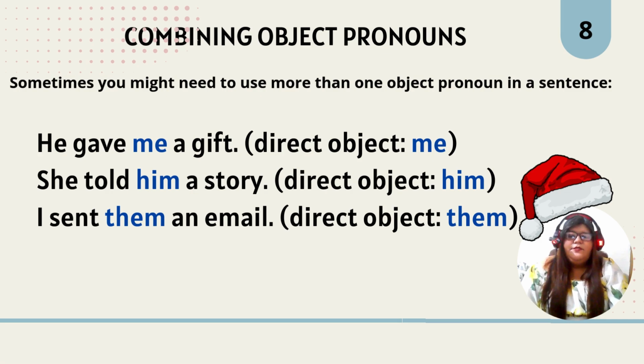Then we have here more examples combining, mixing, right? Something you might need to use more than one object pronoun in a sentence. He gave me a gift. This is an object pronoun, me. She told him a story, object pronoun, him. I sent them an email. Object pronoun, them.